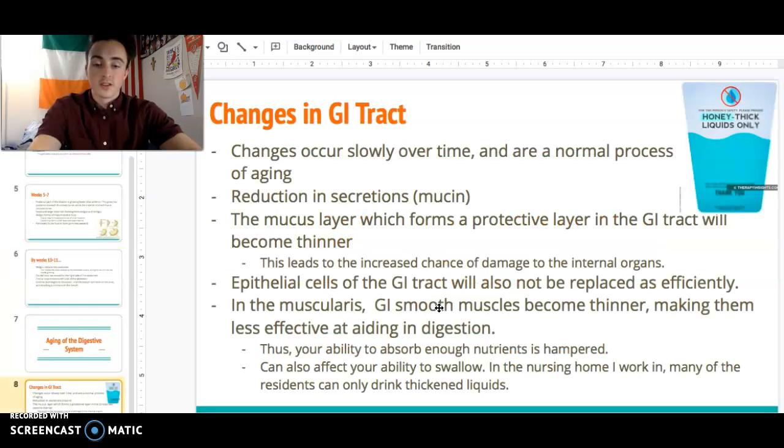In the muscularis, GI smooth muscles become thinner, making them less effective at aiding in digestion. So your ability to absorb enough nutrients is going to be impacted. And functions like your ability to swallow, since your esophagus is smooth muscle, will also be impacted. In the nursing home that I work in, many of the residents can only drink thickened liquids because of this reduction in smooth muscle thickness.